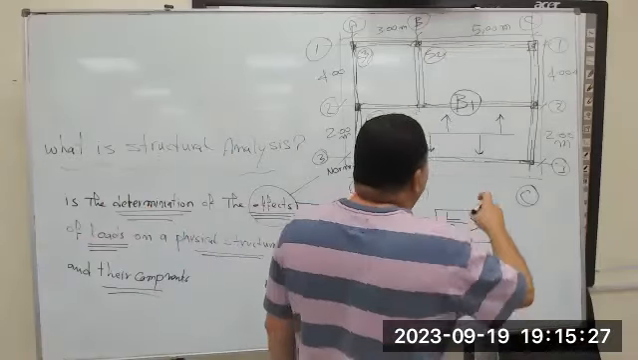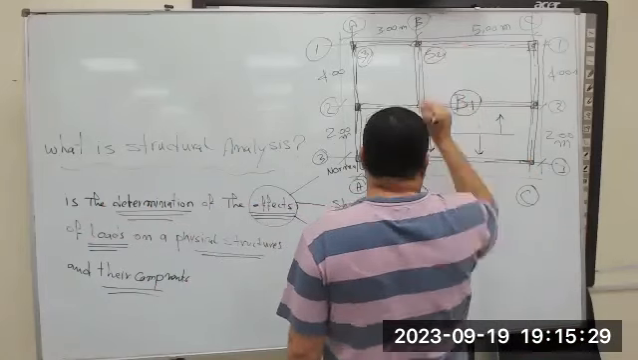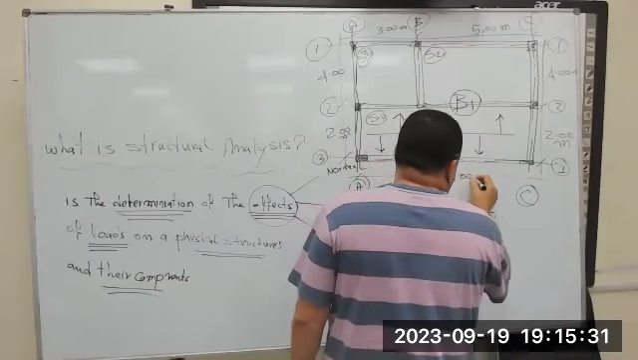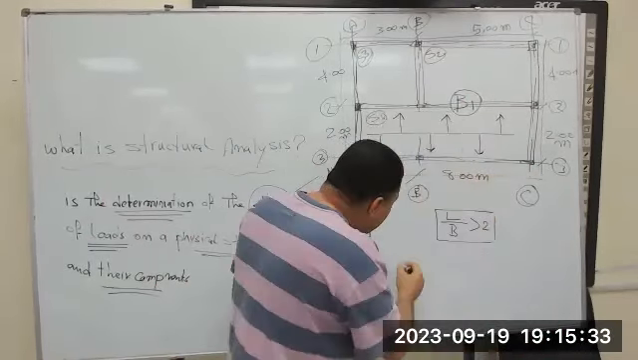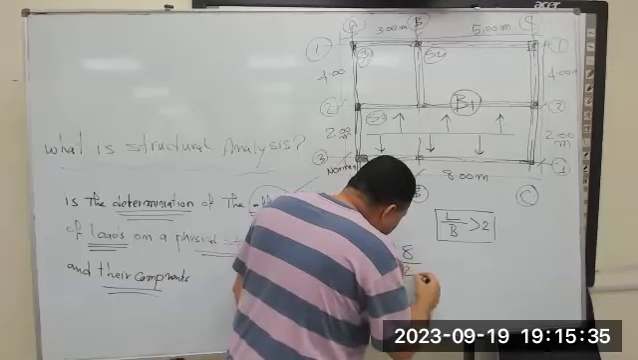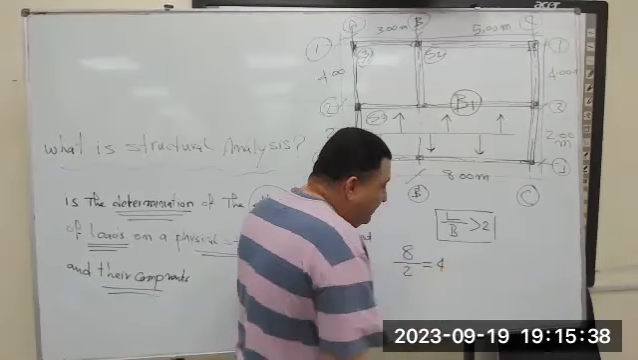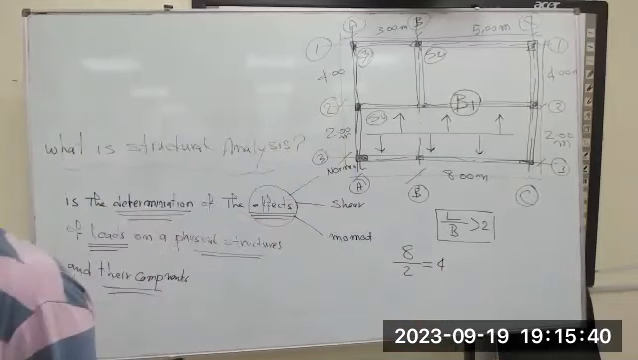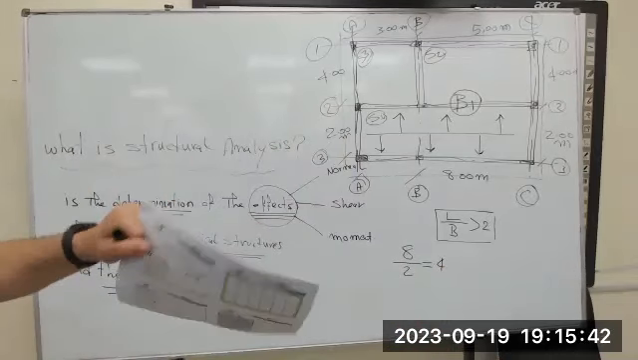Yes, let us see. 8 meter. This is 8 meter or not? Correct or not? So 8 divided by what? Divided by 2 is equal to what? 4. So 100% the loads will go in this direction, correct?